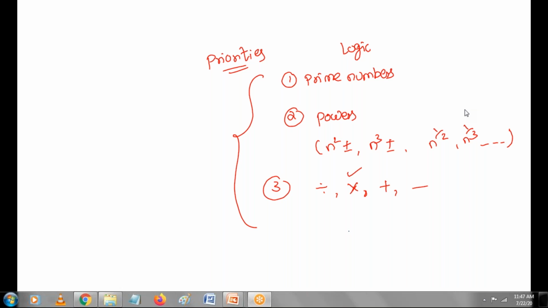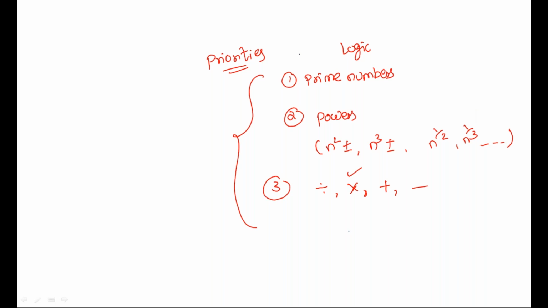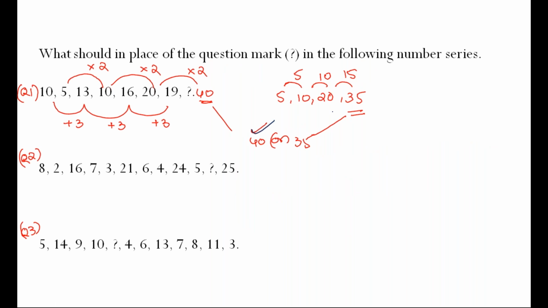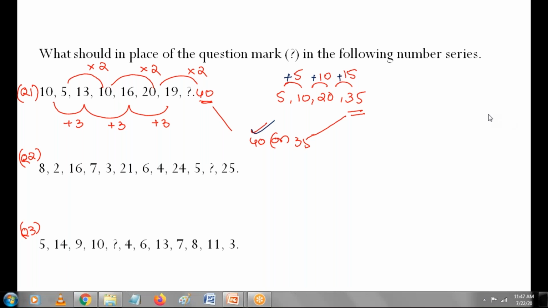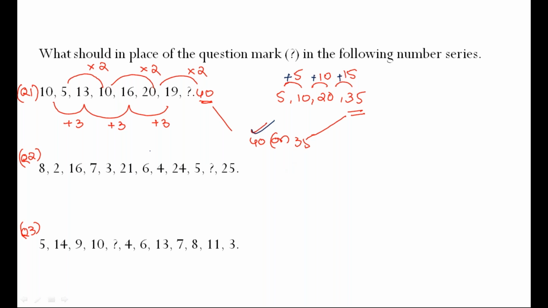In the previous question, 5, 10, 15 is addition, but this is multiplication. So multiplication takes the highest priority. That is why, among 40 or 35, if 40 is not there in the options, then you have to go for 35. If both are available, you should go with 40 as the highest priority. Now let's see the next one, friends.